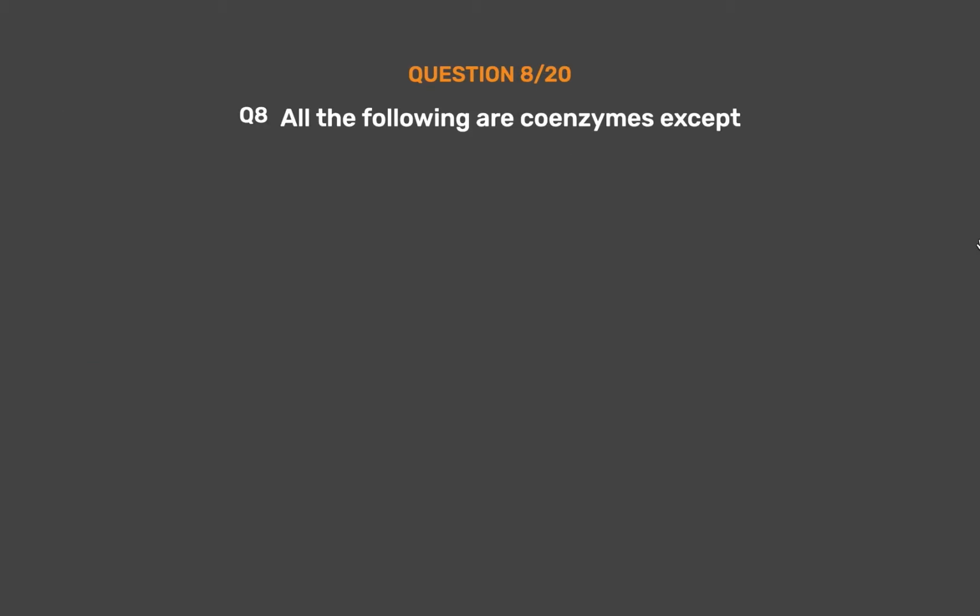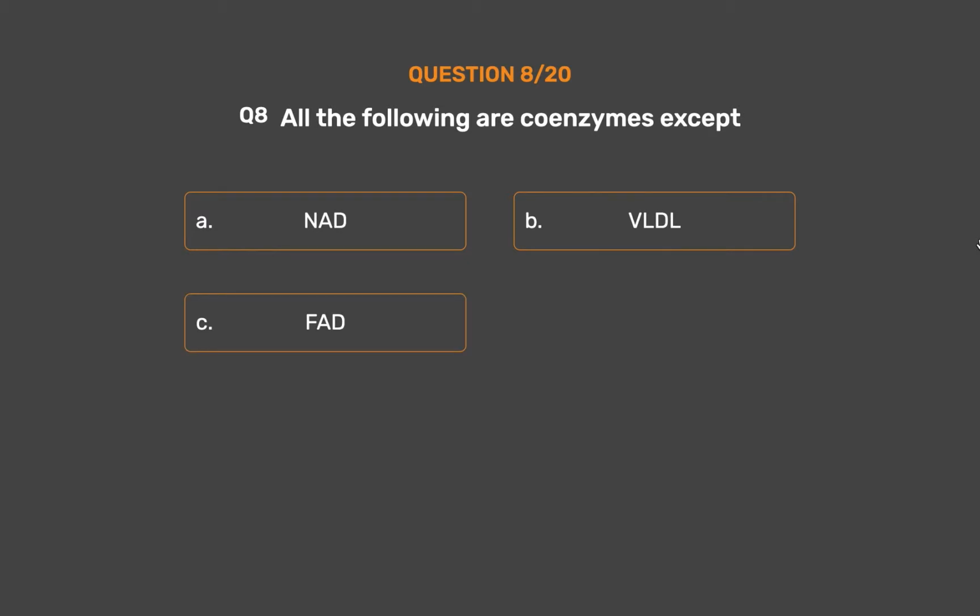Question number 8. All the following are coenzymes except option A. NAD. Option B. VLDL. Option C. FAD. Option D. FMN.